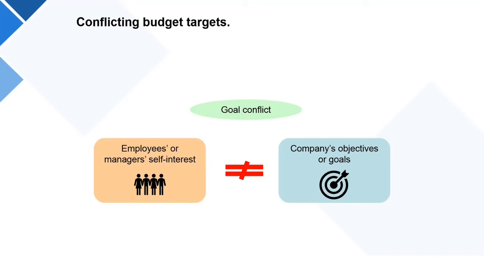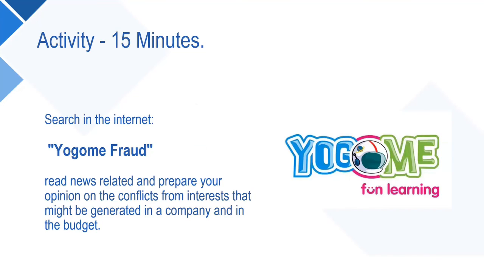Think about Enron, think about Wells Fargo, think about the 2008 crisis. To work on this, because it is really important and I need you guys to take this into consideration, we are going to do an activity. We have 50 minutes to do that. So please go to your internet browser and write Yogame fraud, okay? And tell me what you find. You can also write it in Spanish, Yogame fraude, and read some news.